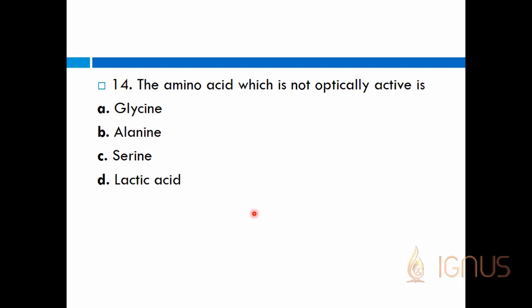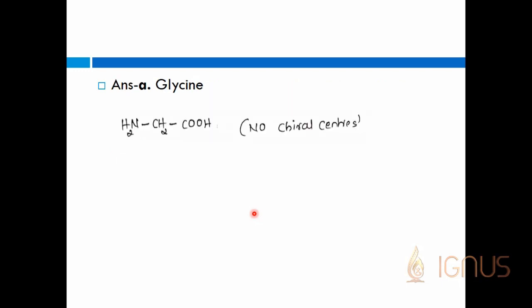Let us discuss the solution for this question. Answer is glycine. For a molecule to show optical activity, there should be the presence of a chiral center. If you consider the structure of glycine, there is no chiral center. Chiral center means a center which is attached to 4 different substituents. If we consider this as a chiral center, it cannot be, because on one side it is attached to NH2, COOH, but it is attached to the same hydrogen atoms. Hence, it cannot be a chiral center.